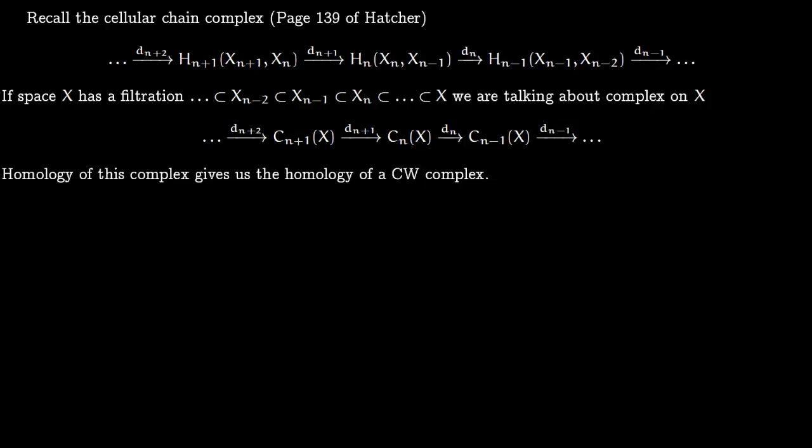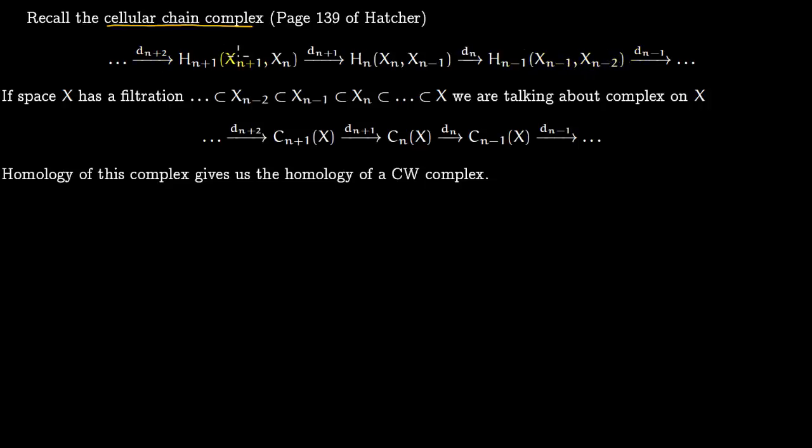So recall the cellular chain complex. This cellular chain complex is given on page 139 of Hatcher's book, Algebraic Topology. So you have a sequence of homology groups like this. You have H_{n+1} of the relative pair (X_{n+1}, X_n), you go to H_n(X_n, X_{n-1}), then you go to H_{n-1}(X_{n-1}, X_{n-2}).